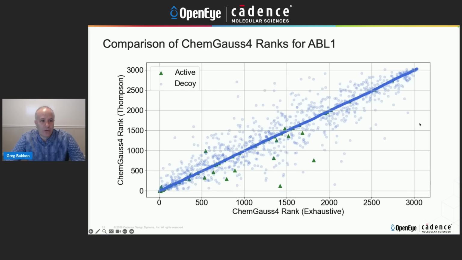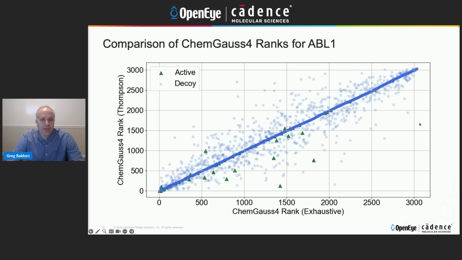What did those ranks look like? So here on the y-axis, we have the ChemGauss4 rank using Thompson sampling, and on the x-axis is the rank using exhaustive sampling. And in the plot, the blue dots are the decoys and the green triangles are the active compounds. So what we want to get the best AUC possible is we want as many of those green dots at the beginning of this list towards the origin as possible.